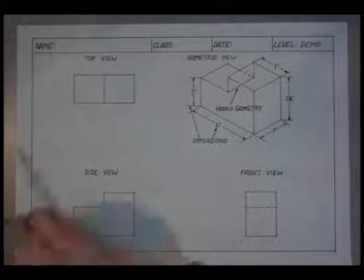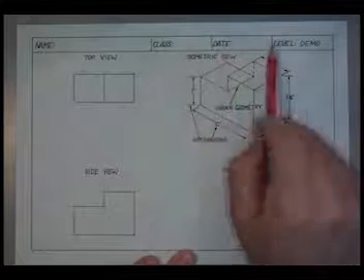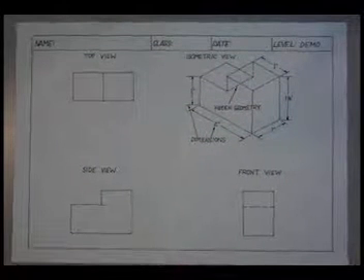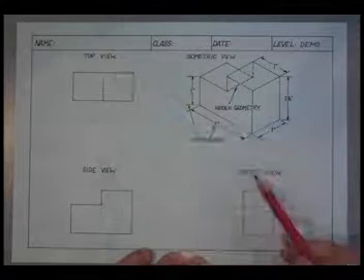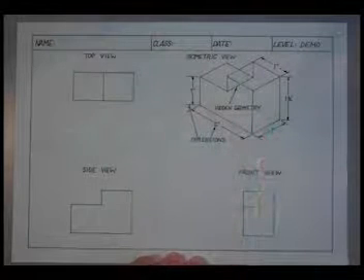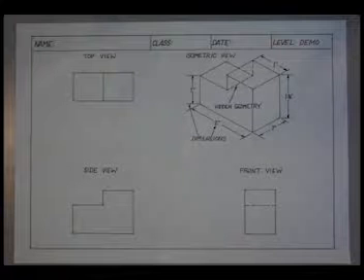Let's start at the top. Here you've got your name, your class, your date, and the level. This is the demonstration, so it is the demo level. Your name and class and date and all other writing are usually written in very clear, all caps text. The reason for that is clarity. That's the name of the game with technical drawing.